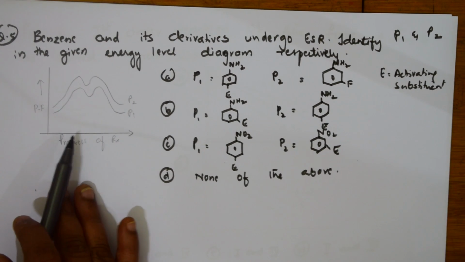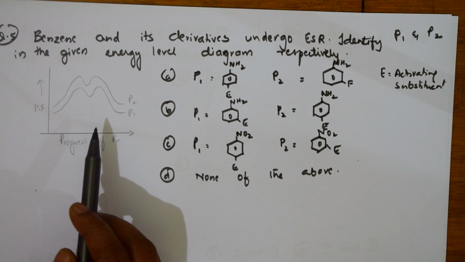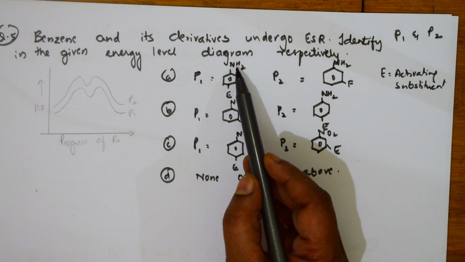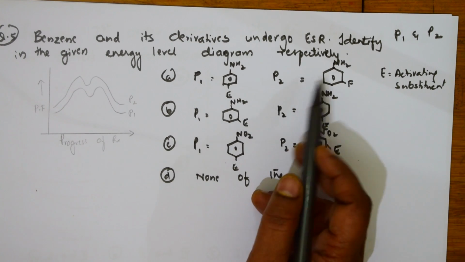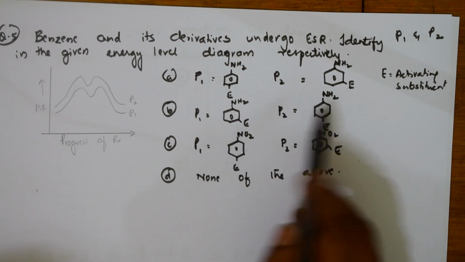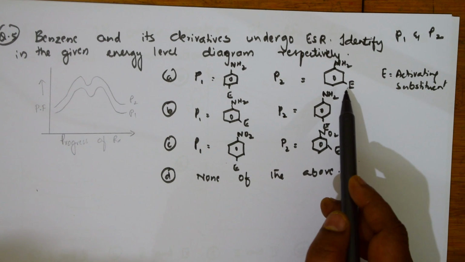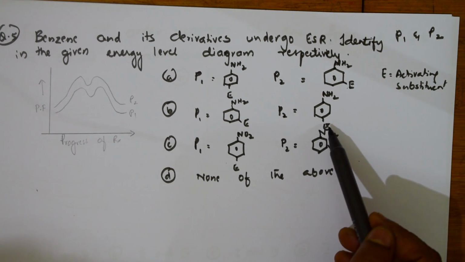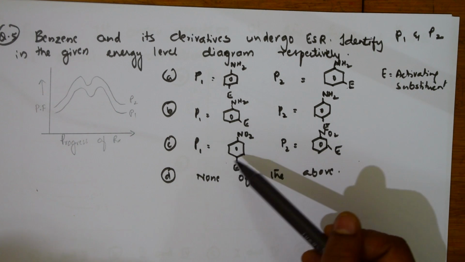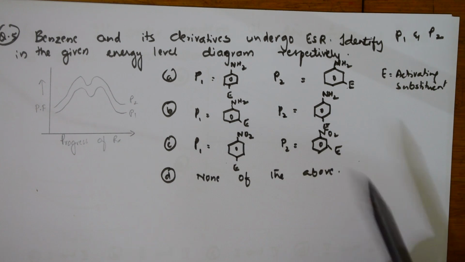They've given a diagram where there are two graphs, P1 and P2. Now they've given me 4 different options. In that, the benzene has an amine group and an activating substituent E. Here the amine group and again an activating substituent E, in different positions, right? Here they have para positions, here you have one meta position, again here para, and again meta here and para here. Here a nitro group with para position, and a nitro group and an activating substituent in the meta position. Different combinations and none of the above.